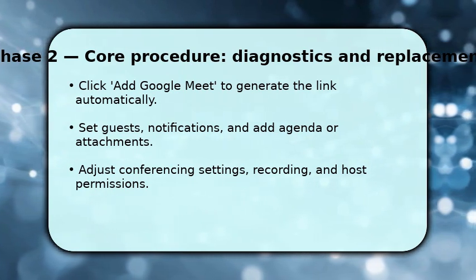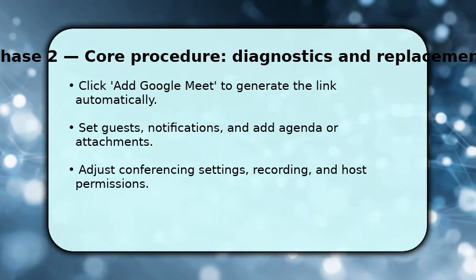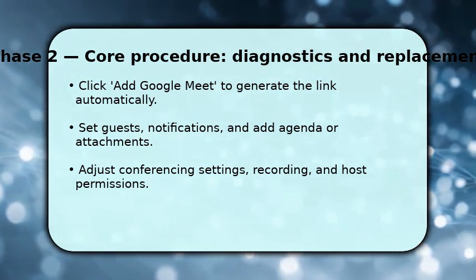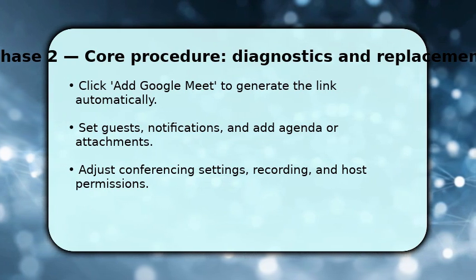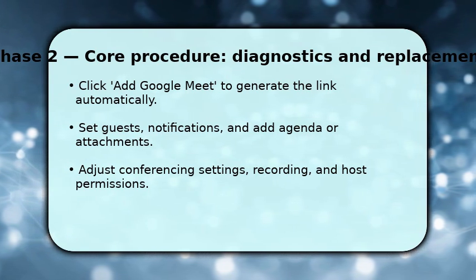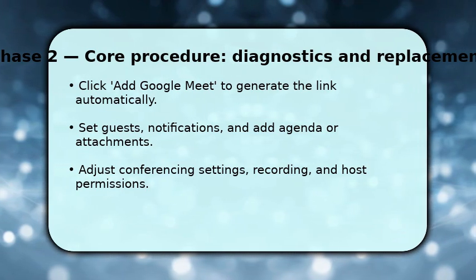Once the link exists, invite guests by entering emails, set notifications so people get reminders, and paste an agenda or attach files for clarity. Make sure to review conferencing permissions. Decide if guests can present and whether recording is allowed. If you want recurring meetings, set the repeat pattern now so the same Meet link persists.